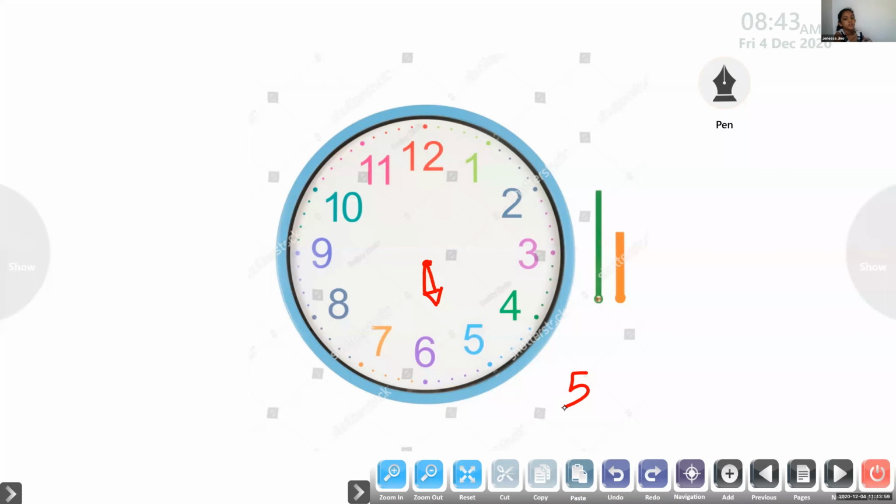5 hours. Okay. So you have to be careful with the position of our hand. If it is exactly on one number, you can say that number. Now how many hours? 6 hours.